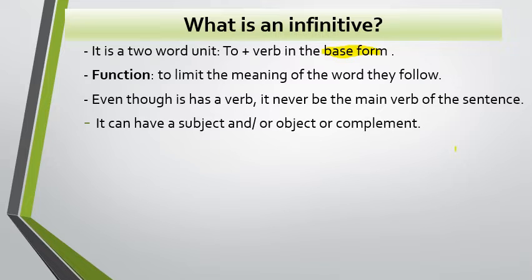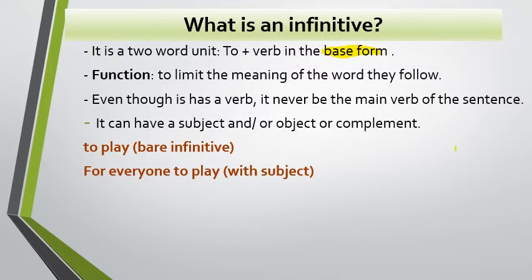And here we will move on, and this will be developed into the infinitive phrase. In some instances, an infinitive can have a subject or an object or complement. For example, when you say to play, this is just a bare infinitive: to plus the simple form of the verb. For everyone to play, that is, to play is the infinitive, and for everyone came with the subject.